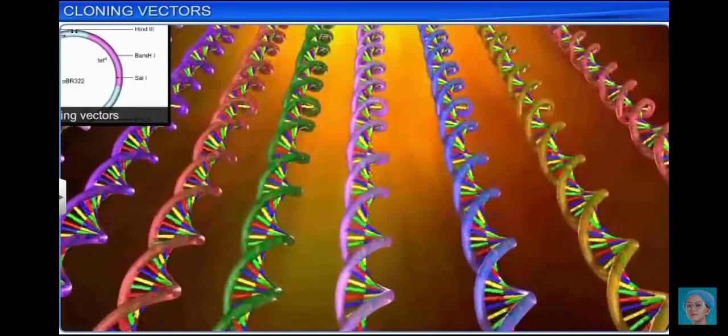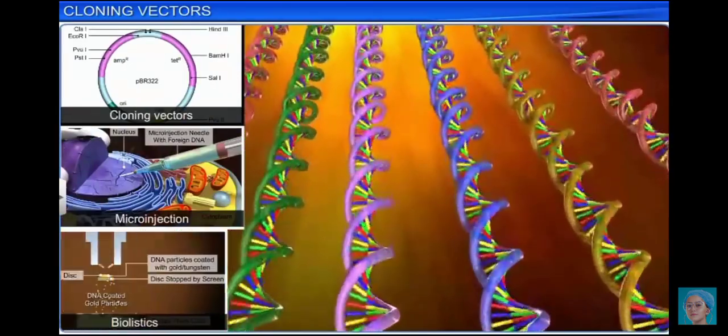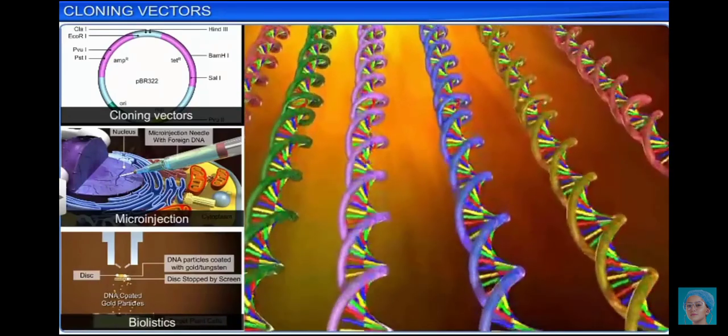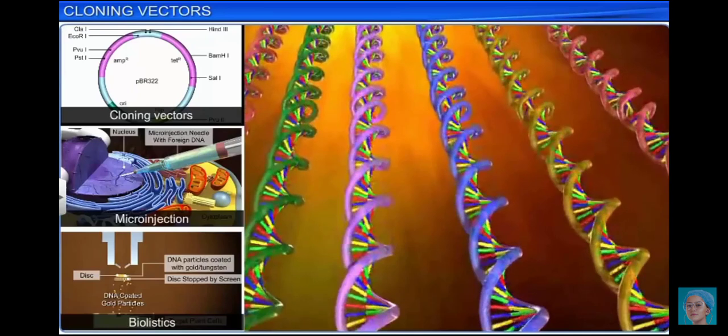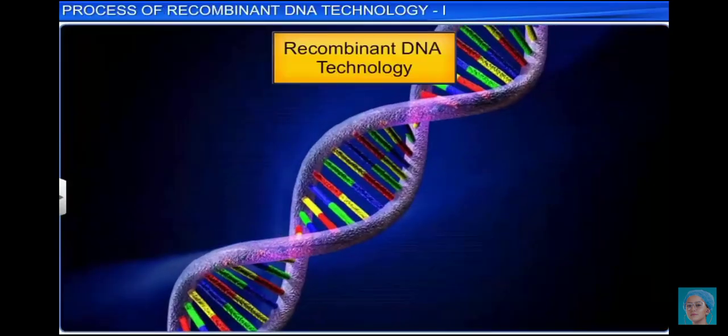The use of cloning vectors and methods such as microinjection and biolistics are crucial in genetic engineering as they help create genes of human and scientific interest. Recombinant DNA technology.